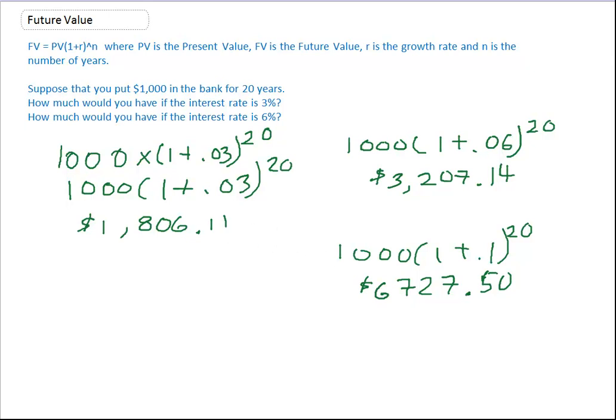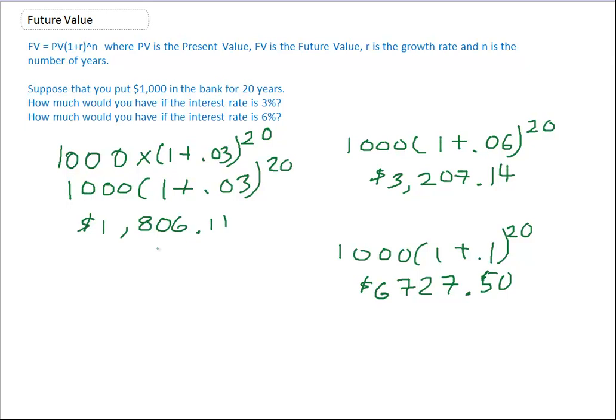Now, over 20 years, our average inflation rate has been about 3%. So just to keep up with inflation, if I have $1,000 today, I'll need about $1,806.11 just to buy the same goods that I'm buying now. So 3% might look good, but remember, you need to keep up with inflation.